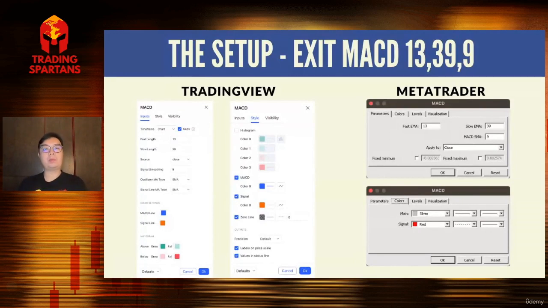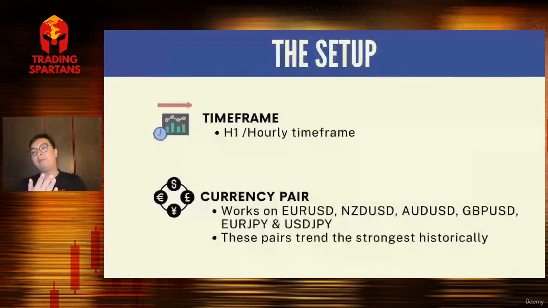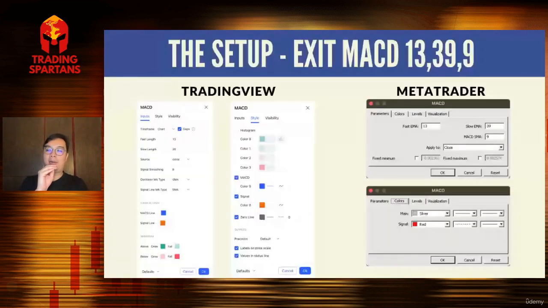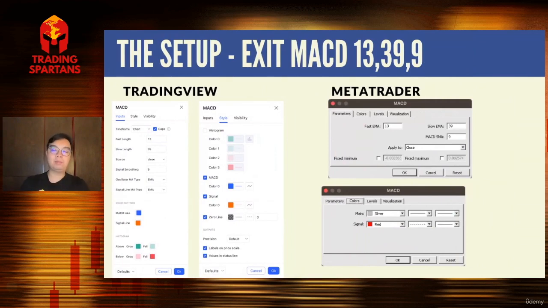Okay, so of course some people might ask, hey, why didn't you use the default MACD? For a trend riding strategy, I like to use the 13, 39, 9 MACD because it's slightly lagging. It will not give me a signal too early, so I don't cut my trade too fast. I like to use 13, 39, 9 because it's slightly more delayed. It doesn't react as fast in a sense.